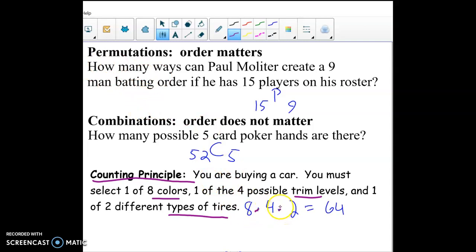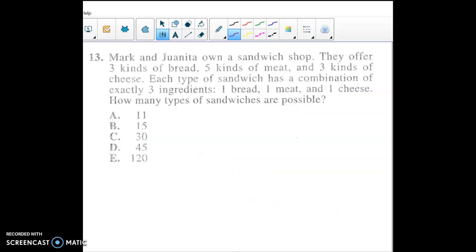Like you can use your calculator, right? Do these buttons or just multiply the numbers together. So anyways, pause the video here and see if you can make some sense of this one.